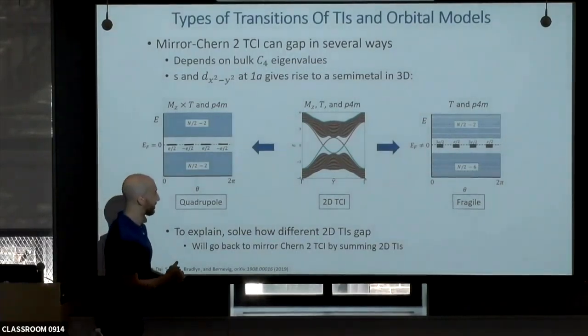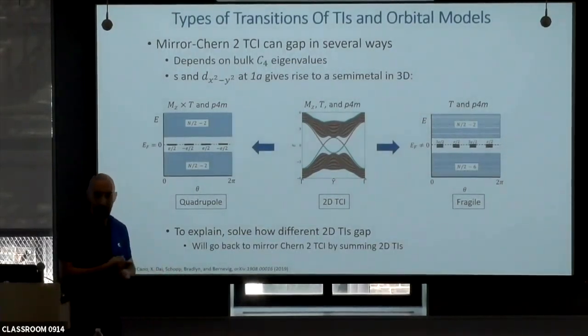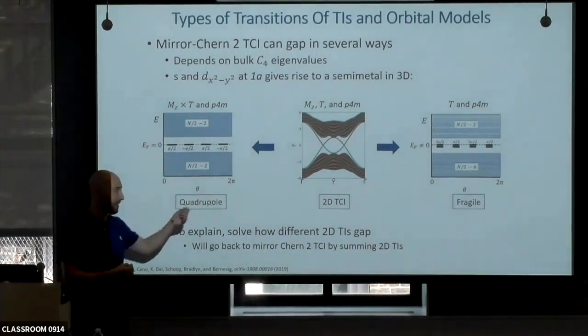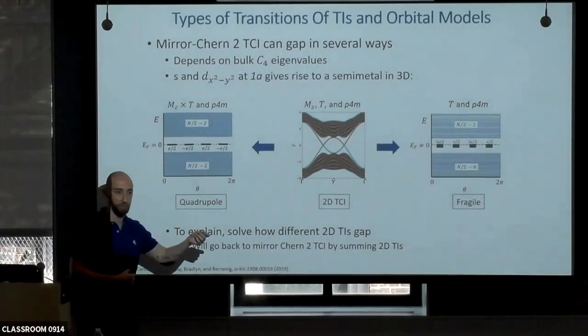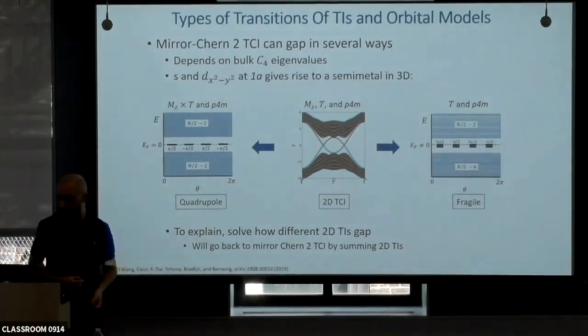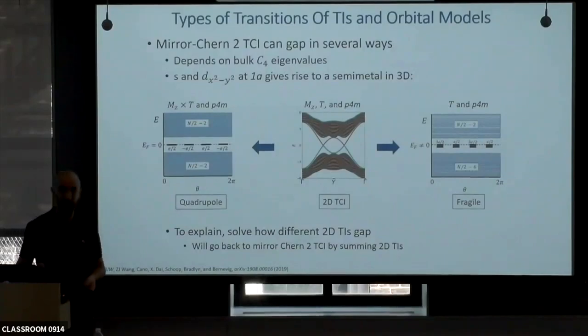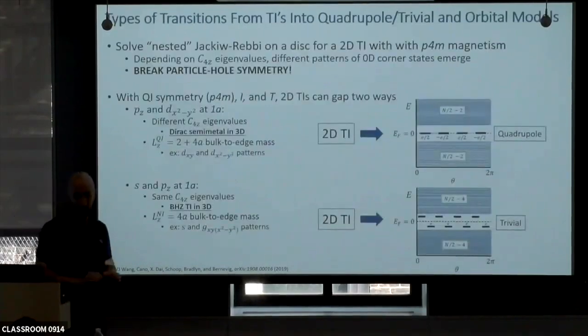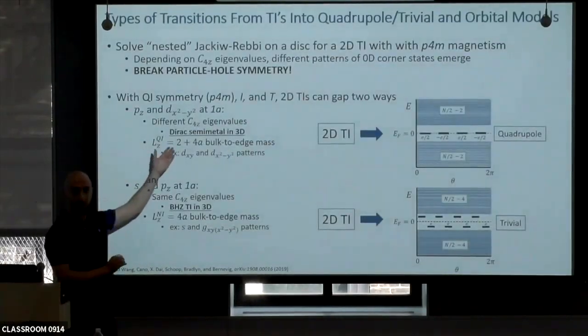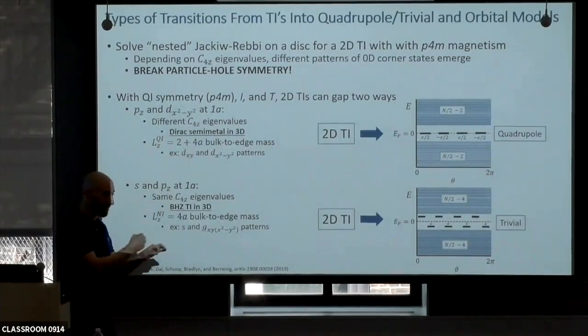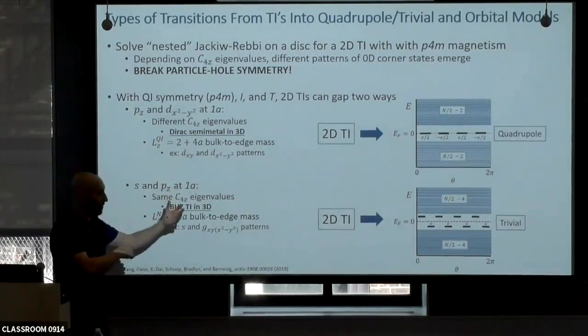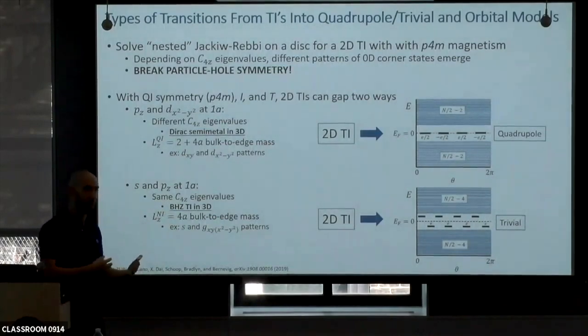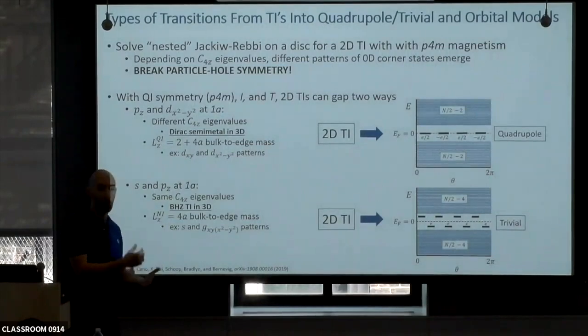So basically to understand this, you want to understand why does this specific 2D TCI phase allow it to gap to fragile and allow it to gap to quadrupole, with an eye on what does this have to do with 3D Dirac semimetals. And so to explain this, what we can do is think of, I have a 2D TCI, which is sort of like the sum of 2 2D TIs. And so what I can do is take a 2D TI with the symmetries of the quadrupole, place it on a disk, and I can analytically solve the Jackiw-Rebbi theory and some nested Jackiw-Rebbi theories, and then break particle hole symmetry. And I can ask, given all the symmetry allowed mass terms for different 2D TIs with these symmetries, so 2D TIs with different eigenvalues and the same symmetries, what kind of corner spectrum emerges?